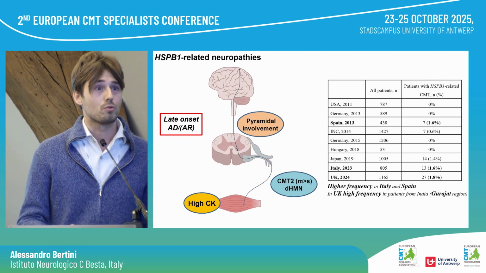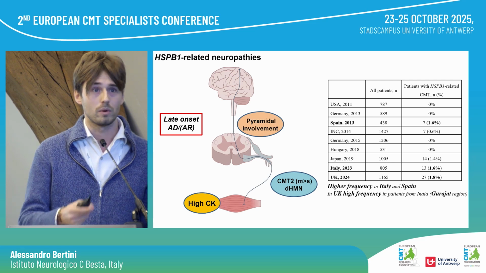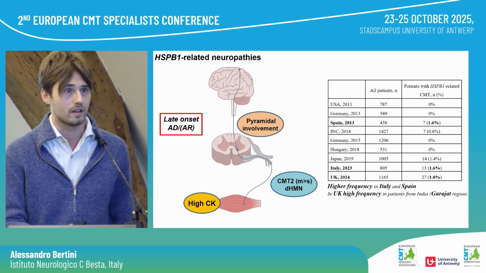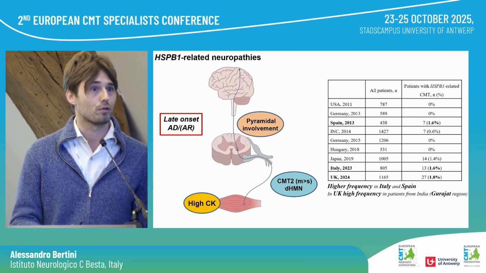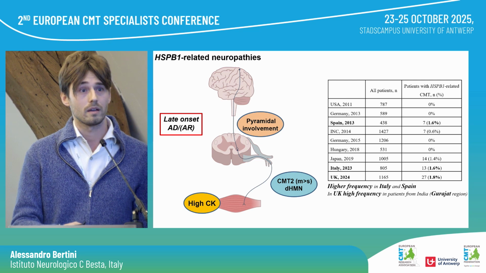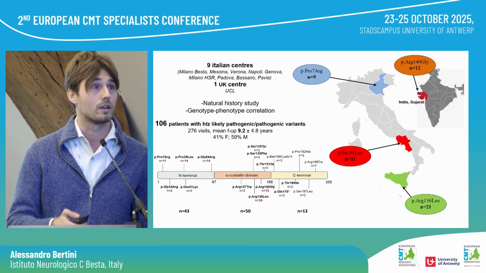And HSPB1 is quite frequent in the Mediterranean area, so in Spain and in Italy, where it's the 5th most commonly mutated gene in CMT. And also it's quite frequent in the last published cohort from UCL, as in the UK there are many patients from this Indian region of Gujarat, where there is a big cluster due to a founder mutation.